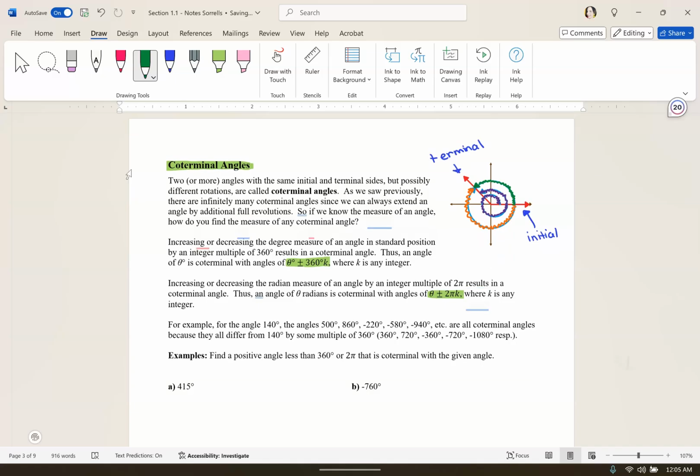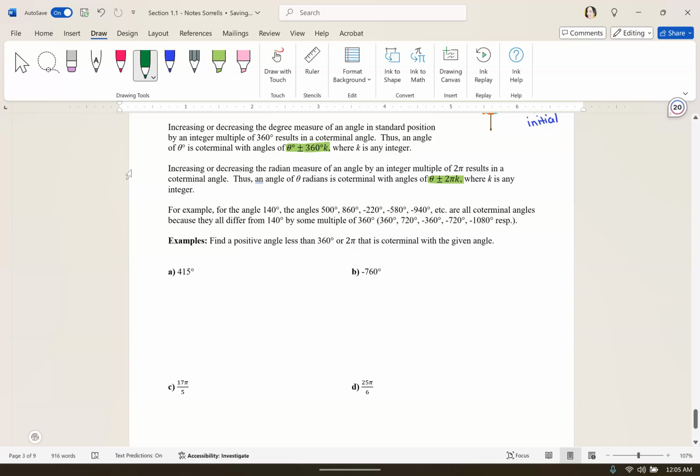They are all some type of multiple of 360 degrees. So we are going to practice that here, but the way we're going to practice it is I want you to give me an angle that's less than 360 or less than 2 pi. If I'm sitting at 415, I am going to subtract 360 degrees from that. So 415 degrees minus 360 degrees is 55 degrees. Therefore, they are coterminal. If I asked you to graph it, that's a little over a half. That would be 55 degrees.